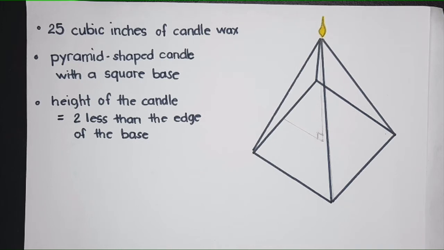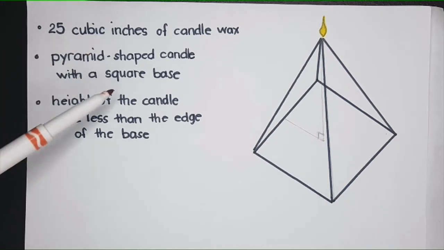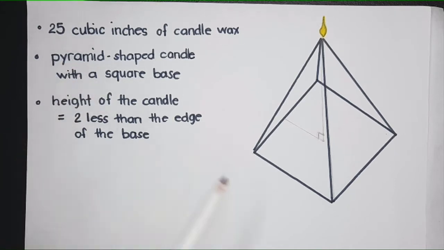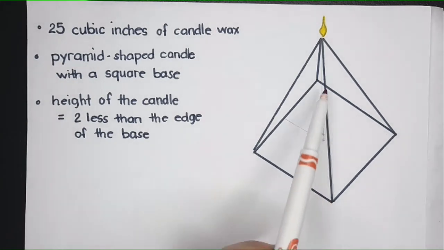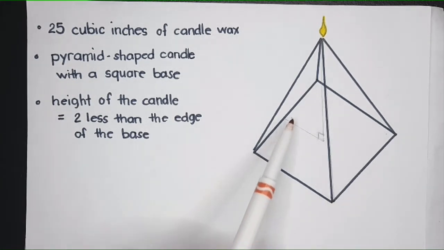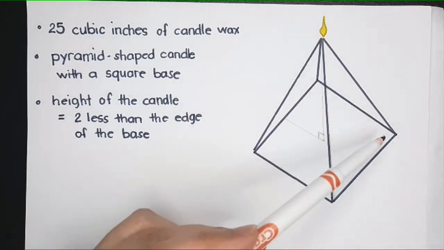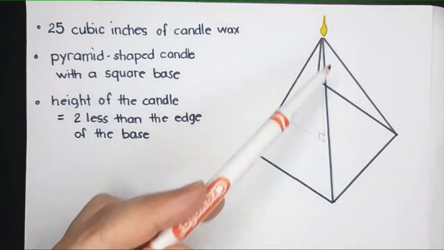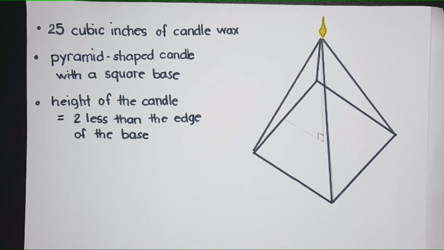At ano ang itsura ng candle ninyo? Pyramid-shaped candle with a square base. So, ganito siya. Square to, yung base. And then, ito yung pyramid. That's a candle. Ito pa yung isang condition.